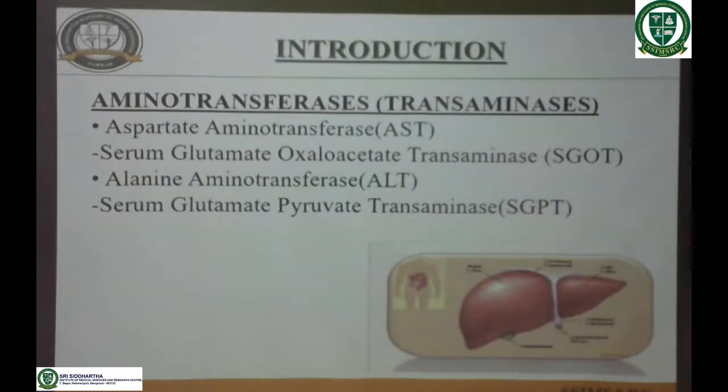We know that liver cells contain several enzymes, and both these enzymes are mainly present in the liver. During liver damage, these enzymes are released into the blood, and the levels of these enzymes increase in the blood. Several enzymes are used in the diagnosis of liver disorders, but the routinely employed laboratory tests are majorly AST and ALT.